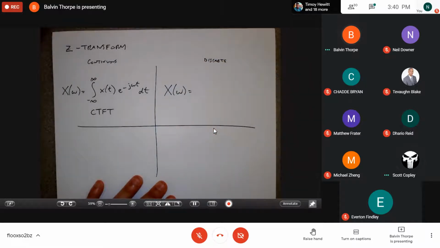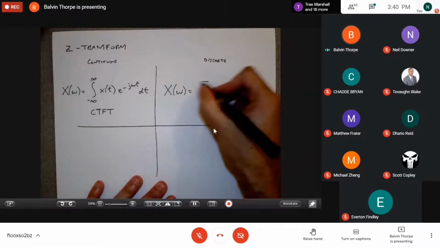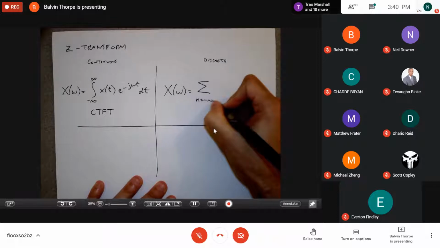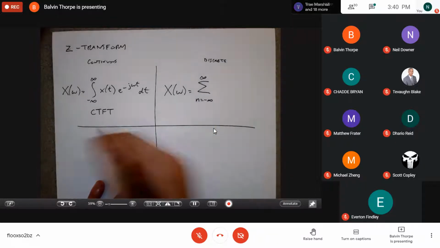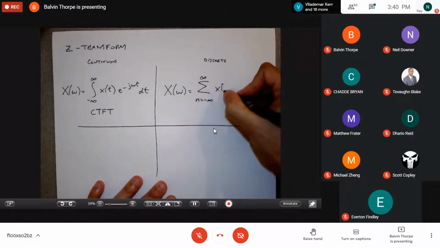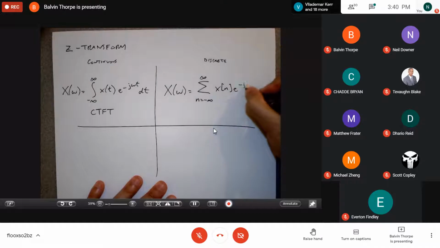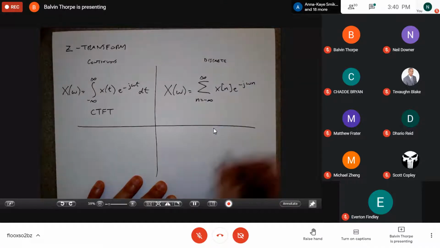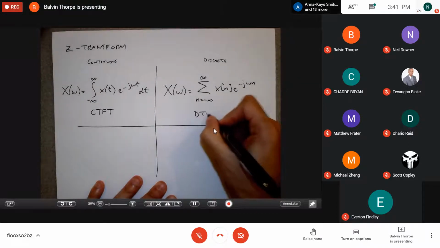The discrete time Fourier transform, instead of an integral, is a sum. Since I have a discrete set of x values, I turn this infinite integral into an infinite sum, and it looks kind of similar otherwise. We define this as the discrete time Fourier transform.